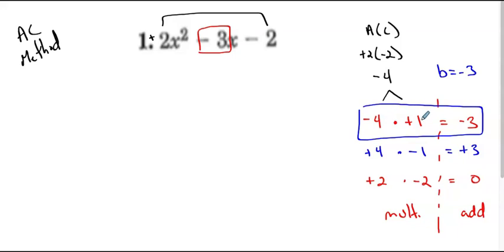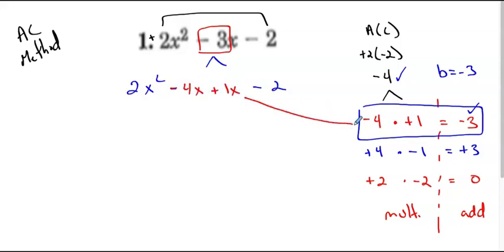So negative 4 times positive 1 is my negative 4, check. Negative 4 plus positive 1 is my negative 3, check. So here, I'm going to take the first term and the last term, those don't change, and I'm going to break up this middle term into two separate terms. So I'm going to write this as negative 4x. I'll use a different color here. I'm going to write negative 4x plus 1x, and I'm getting that right from here.